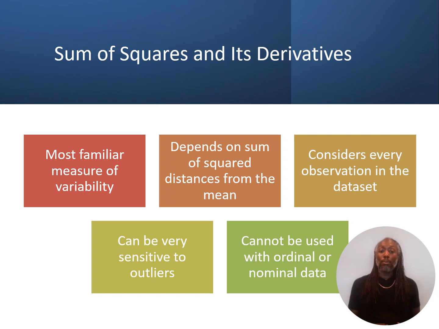On the downside, it can be very sensitive to outliers. Perhaps the only measure more sensitive to outliers would be the range, because it depends on the extremes. Because of the math we're doing, because we have to add values together and do some dividing, we need to be working with interval level or ratio level data. We cannot use ordinal or nominal data to calculate the sum of squares or any of its derivatives.